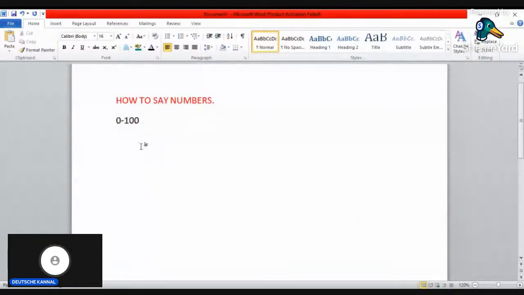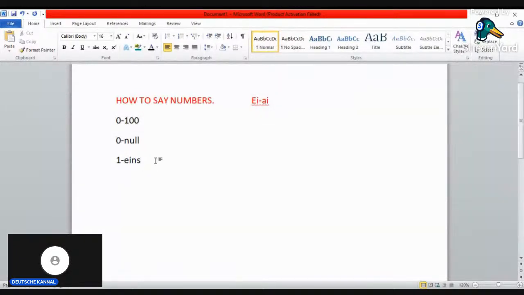So let's begin. 0 is null. Then 1 is eins. So in German, when you come across E and I in any word, it is pronounced as I. Okay? E and I, it will be pronounced as I. So that's why we say eins.